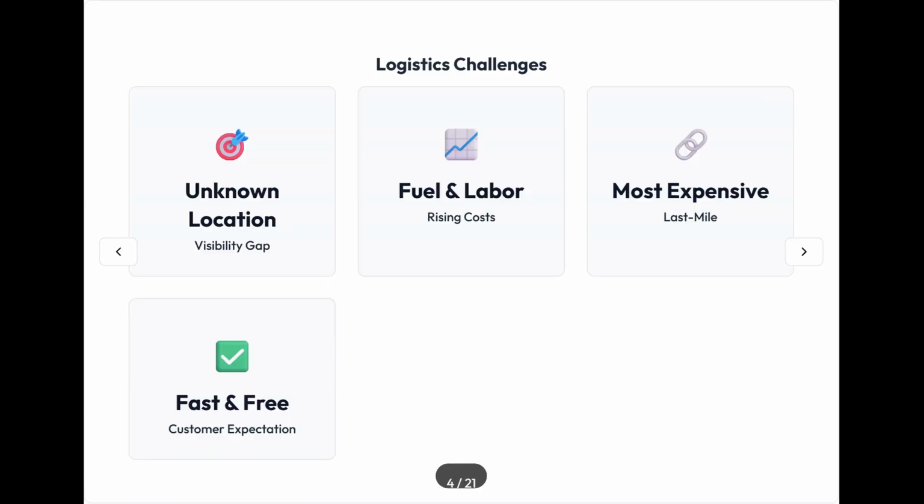As you can see in this infographic, key logistics challenges include the visibility gap, where locations are unknown, rising costs due to fuel and labor, and the last mile challenge, which is the most expensive and complicated part of the delivery journey. Customers also have high expectations for fast and free shipping. The last mile of delivery, from the local distribution center to the customer's doorstep, is almost always the most expensive part. Meeting expectations for thousands of individual residential deliveries is a huge operational and financial challenge.